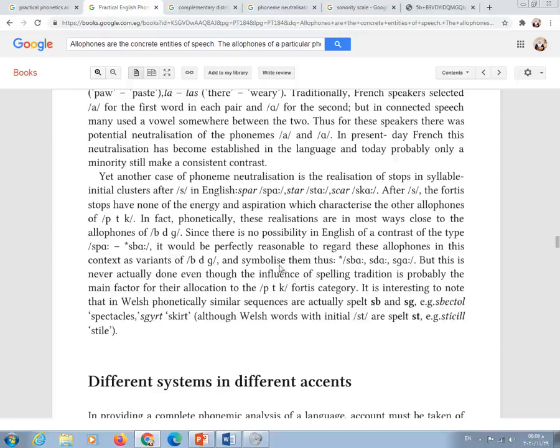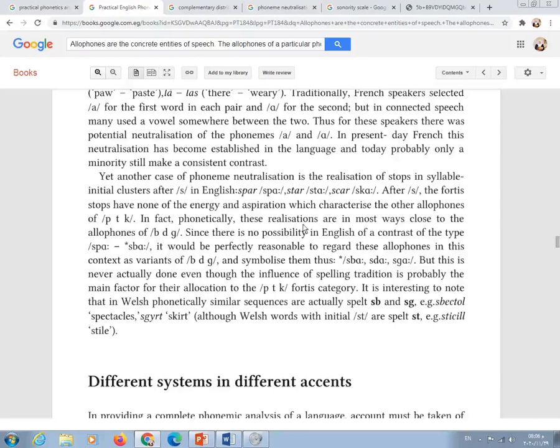Okay, so s makes this feature of aspiration stop. So these sounds are no longer aspirated. So you say spar, you don't say spa with a puff of air. You say star, you don't say star with a puff of air. You say ska, you don't say ska with a puff of air.